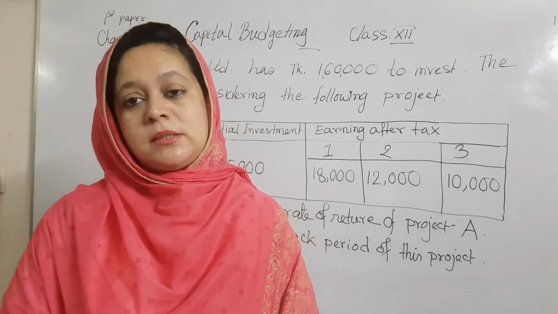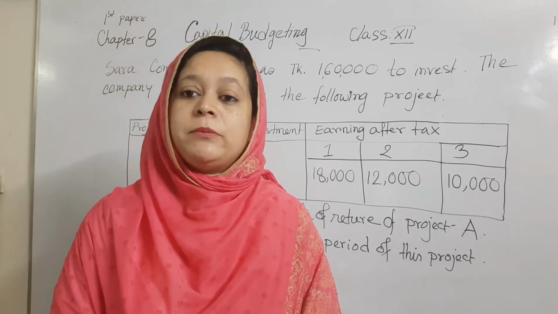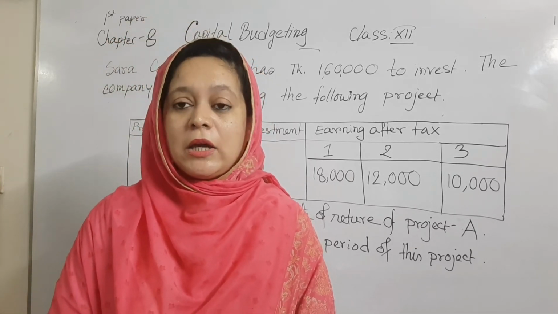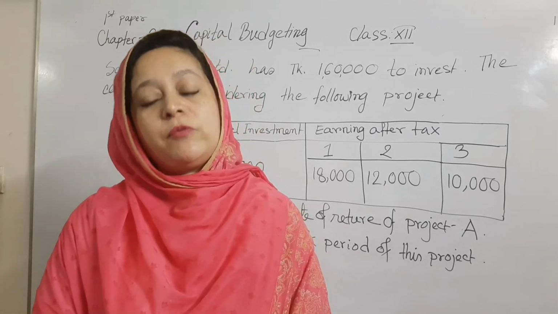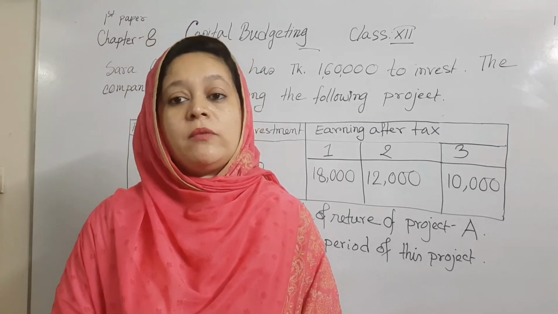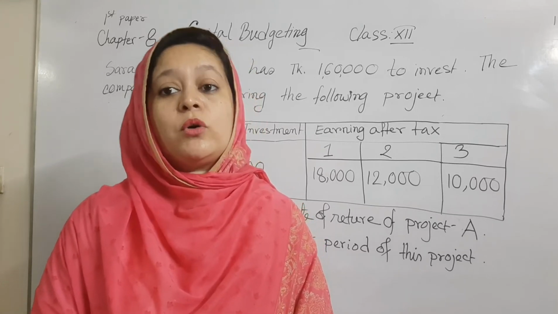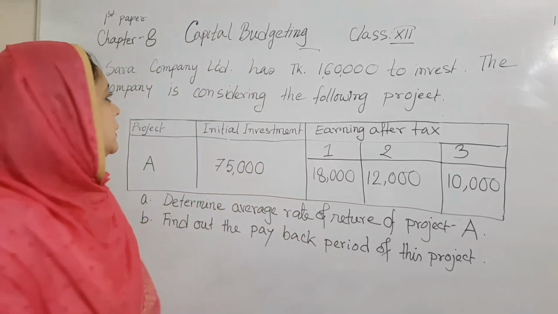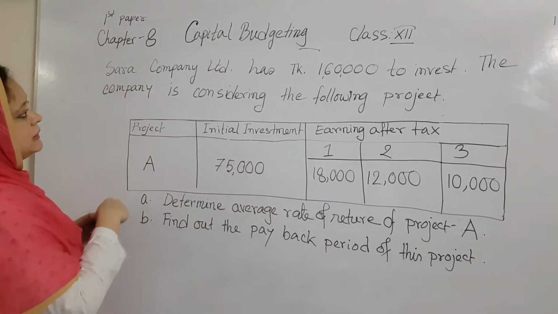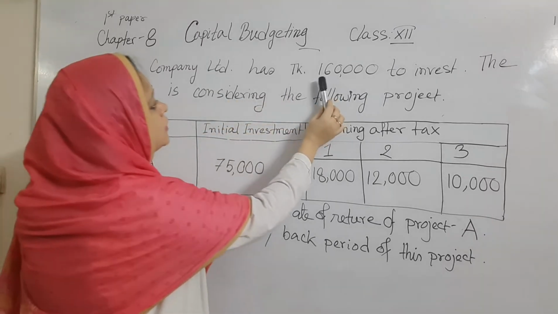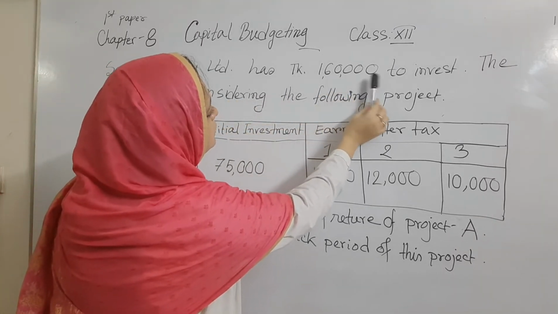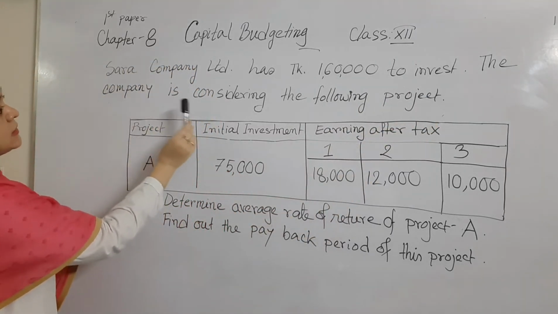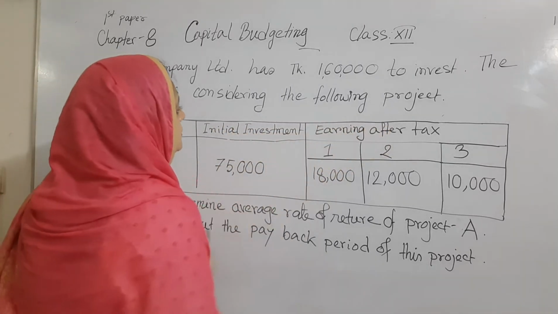Today my topic is Capital Budgeting, Chapter 8, First Paper, Class 12. I have a stem with some information by which we can find out different methods of capital budgeting. Here the stem is: Sara Company Limited has taka 1,60,000 to invest. The company is considering the following project.